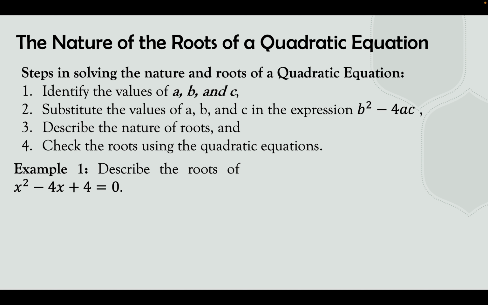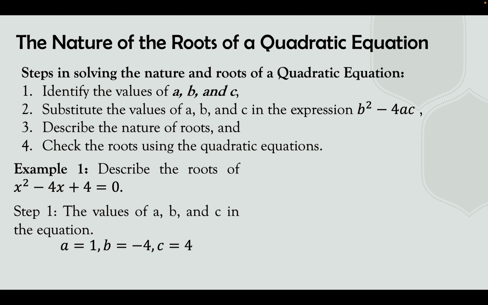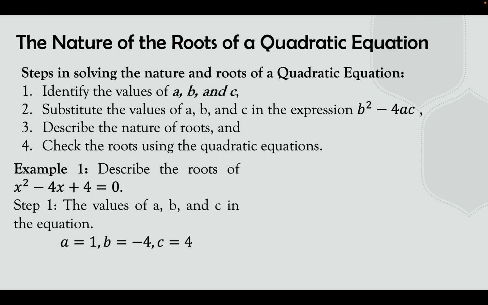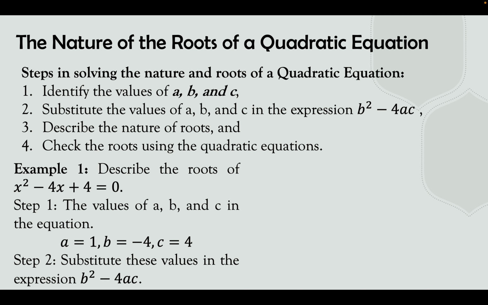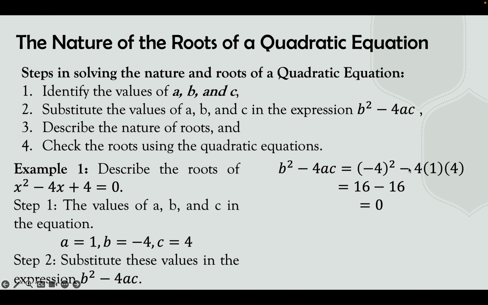Describe the roots. So we have here x squared minus 4x plus 4 equals 0. The values of a, b, and c in the equation: a is 1, b is negative 4, and c is positive 4. Substitute these values to b squared minus 4ac. So we have negative 4 squared minus 4 times 1 times 4. Negative 4 squared is positive 16. Negative 4 times 1 times positive 4 is negative 16. That is 16 minus 16.